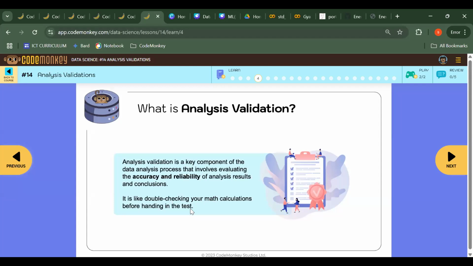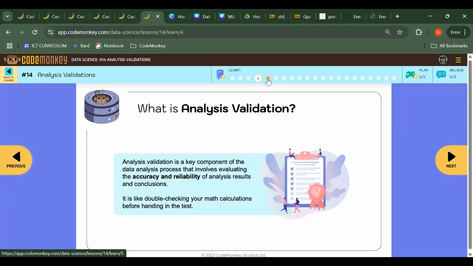So it's a crucial step, an important step, to ensure that findings from any data analysis are trustworthy and can be used confidently. Okay? Let's go to the next slide.